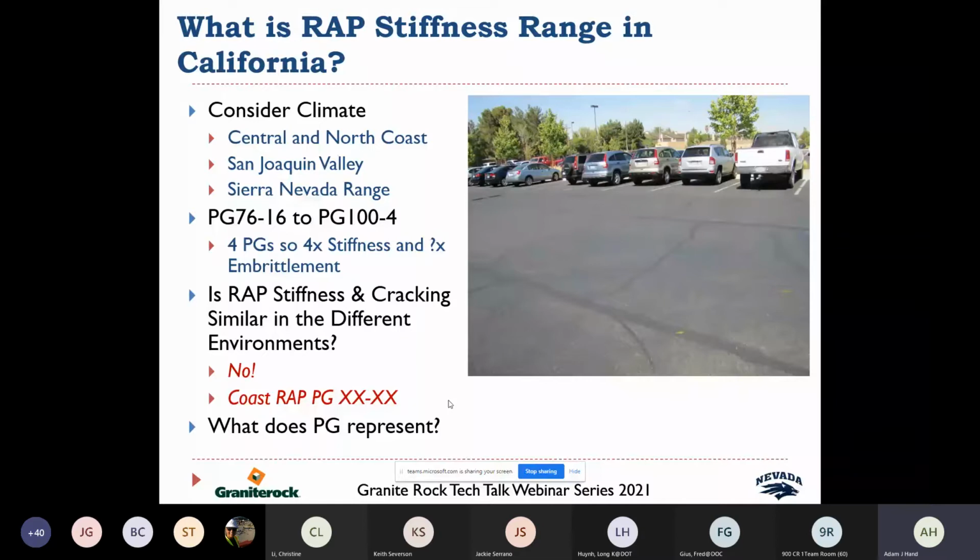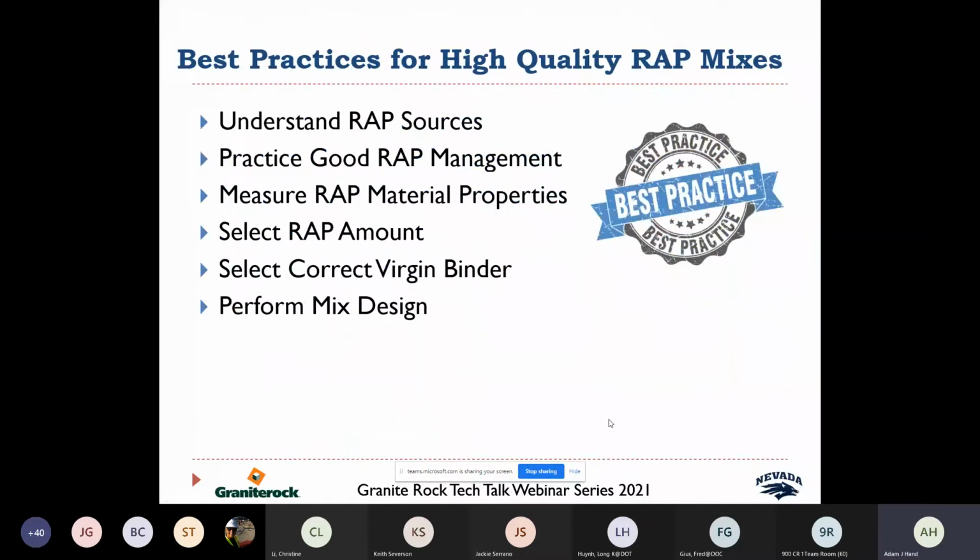So a PG 100-4 is a much stiffer binder than a PG 76-16. So in parts of California, we would see an increase in stiffness of the mix in place of about 4 times from what it was when it was originally constructed, where I think on the coast you might only see about 1 time. So that means that the wrap doesn't age as much. So you can recycle at higher rates without having to make significant changes in your virgin binder material. That's a really important point.